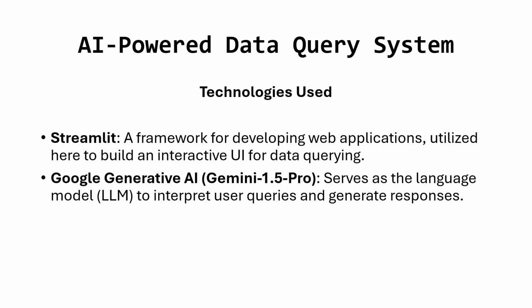What are the technologies we are using? We are using Streamlit, which is a framework for developing web applications, a library which Python gives you, and we also have Google Generative AI, which runs a large language model that interprets the natural language text which a user gives, converts it to a SQL query, runs it on the database and then gives the output, right?